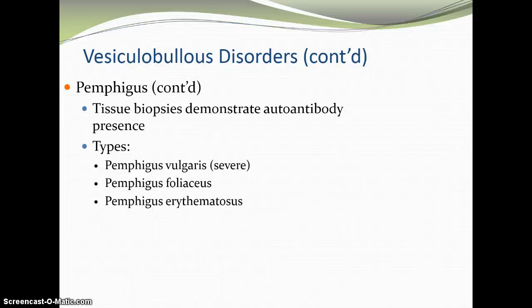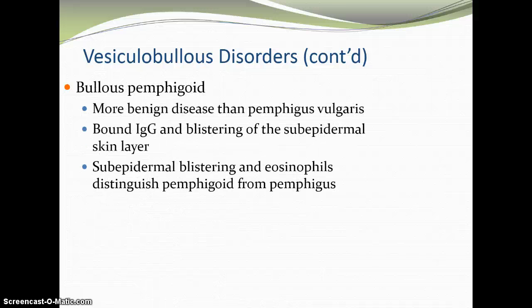There's different types of pemphigus. The most severe is pemphigus vulgaris. Bullous pemphigoid is a more benign disease than pemphigus vulgaris, but they do bind to IgG and blister in the subepidermal skin layer as well. So the subepidermal blistering and eosinophils is what distinguishes pemphigoid from pemphigus. So the two different types.